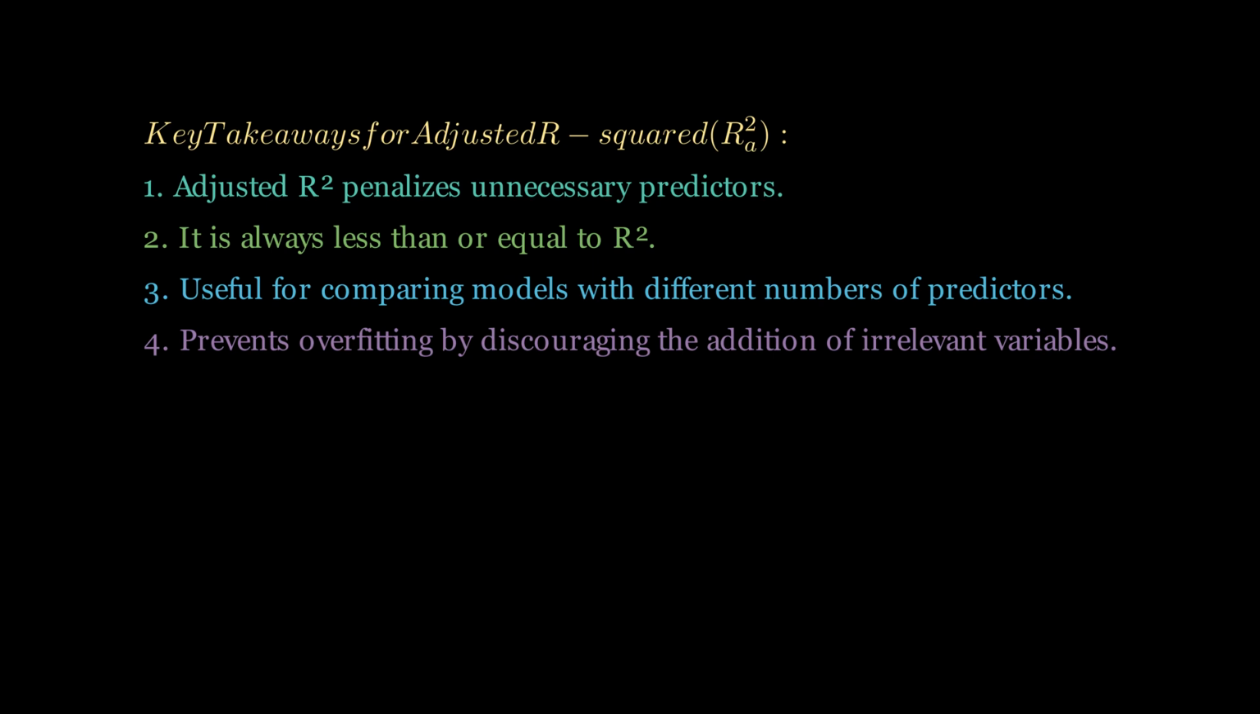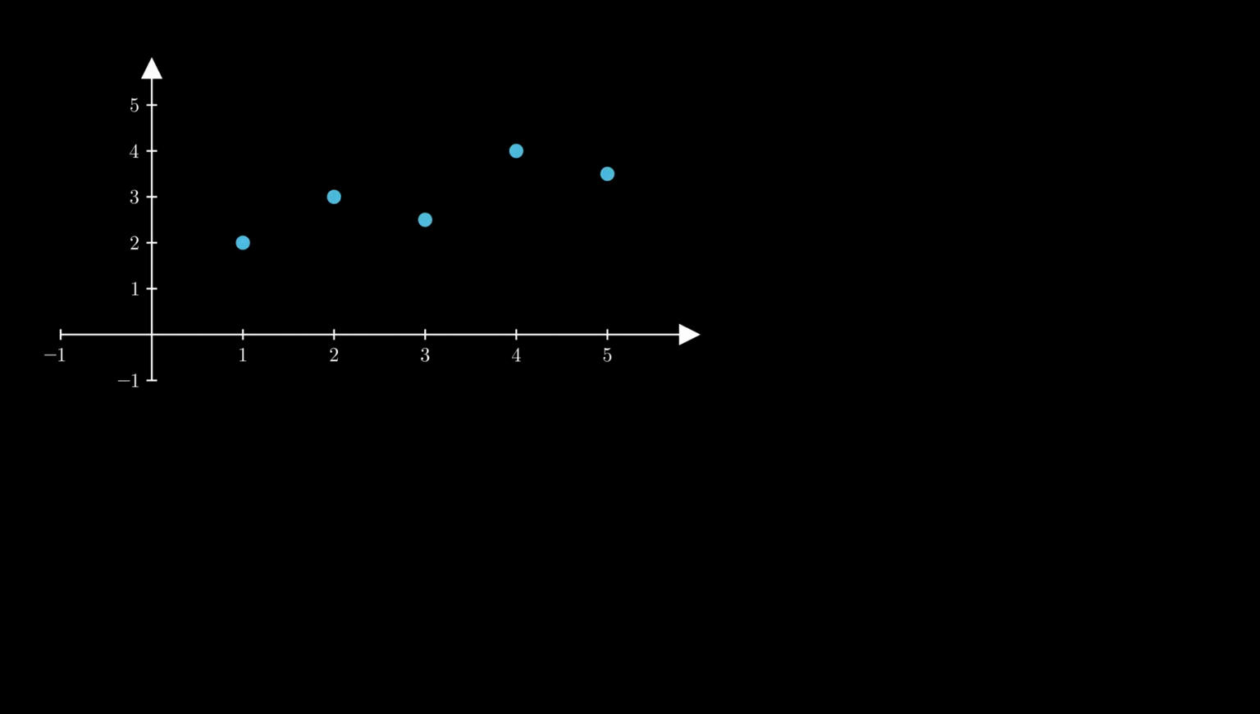By understanding adjusted R squared, you can better evaluate the trade-off between model complexity and explanatory power. Let's understand this by visualizing our data points on a 2D plane. Here, we have 5 data points representing some observed values.